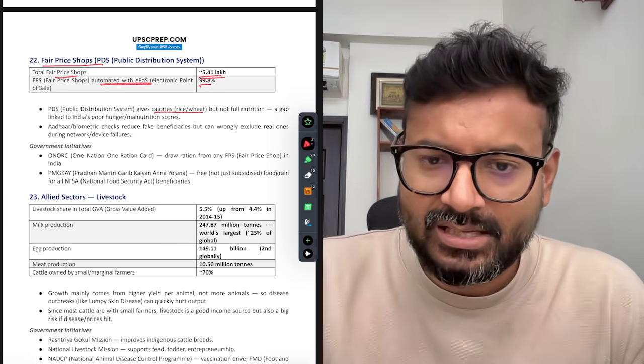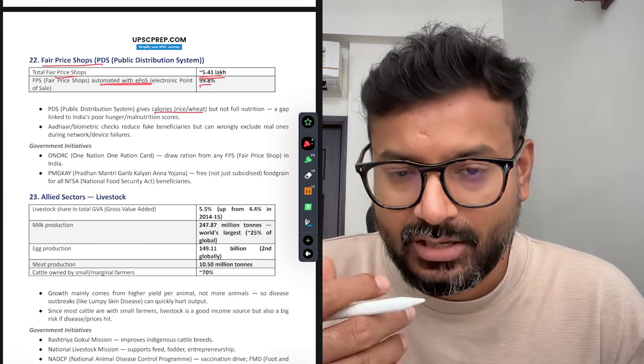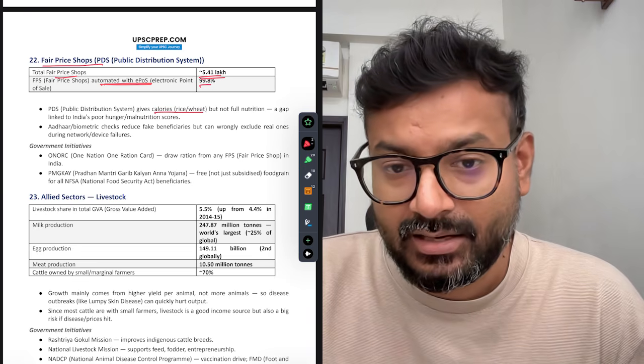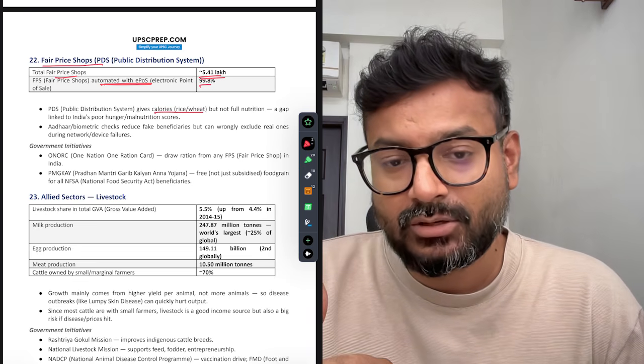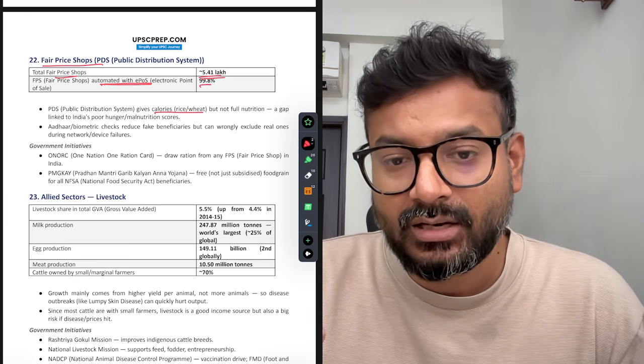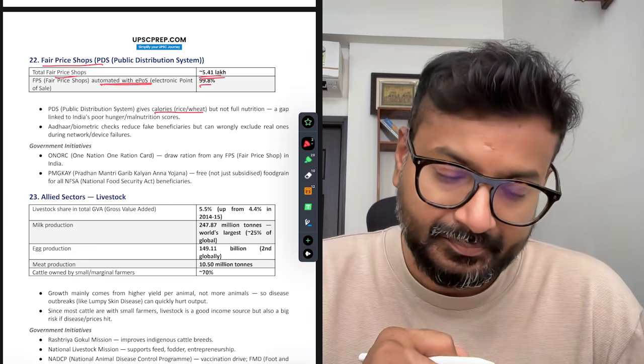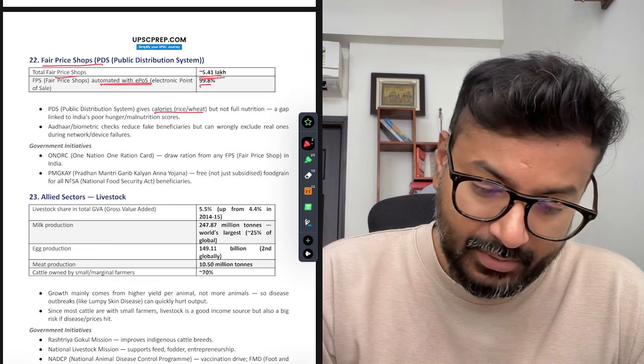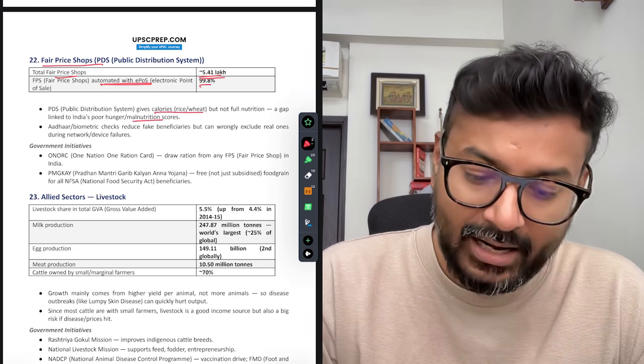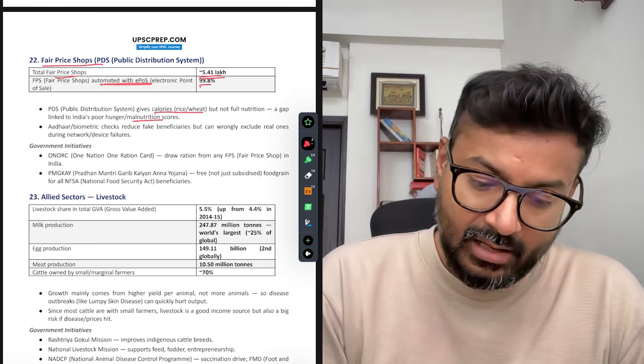Okay. Now, a very big criticism of fair price shops right now is that they're giving calories. They're giving rice and wheat, but not enough nutrition. So there is a concept known as hidden hunger, which means that you are consuming a lot of calories, but not enough nutrition. So that is a big criticism of fair price shops, leading to poor malnutrition scores in India.